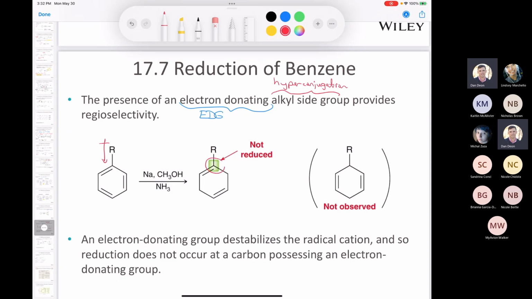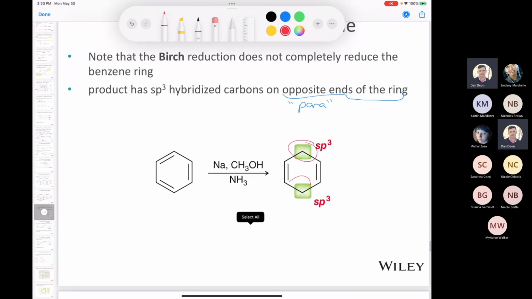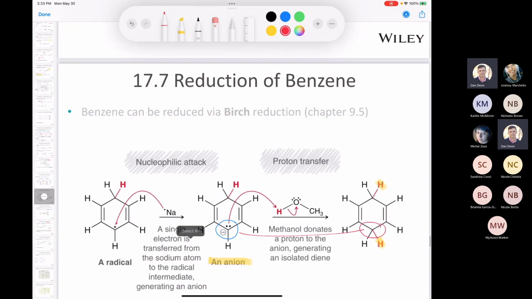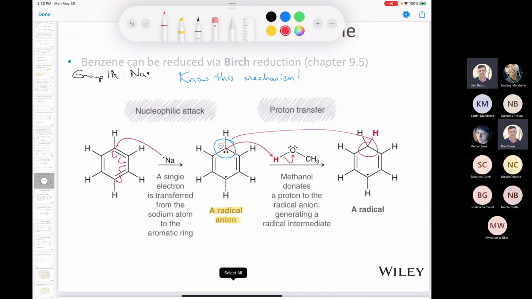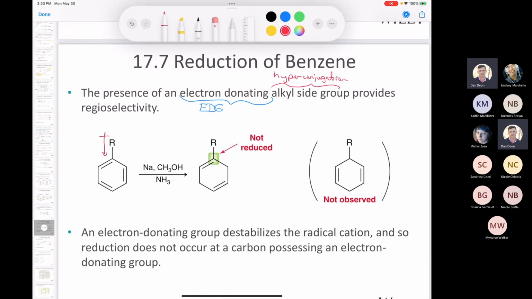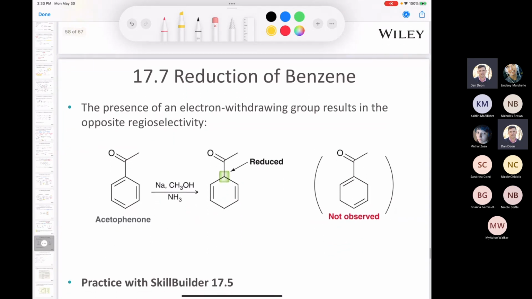And therefore, when you do the reduction, the carbon where the alkyl group is substituted is not going to get reduced. Why? Because if you think about it, the carbons that get reduced, both of those carbons end up getting reduced. At one point, those were both anions. Look back at the mechanism. Here's an anion, it becomes an sp3 hybridized carbon. Here's an anion, it becomes an sp3 hybridized carbon. So why would you want to reduce a carbon that already has something that's donating electrons into it? It's not going to want to have a negative charge and have electron density poured into it. Put another way, an electron donating group destabilizes the radical anion, and so reduction doesn't occur at a carbon possessing an electron donating group. However, what if we do have an electron withdrawing group?